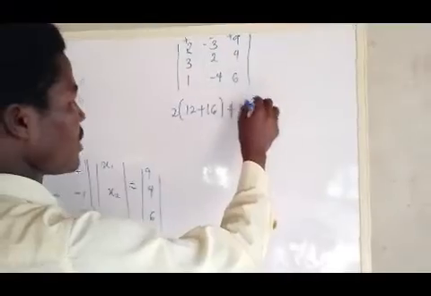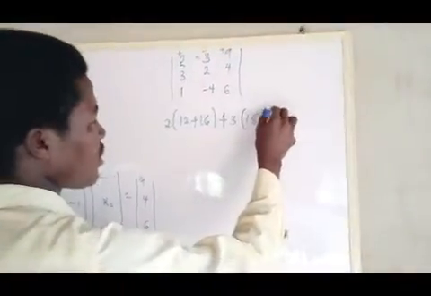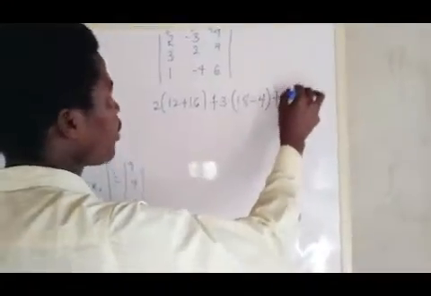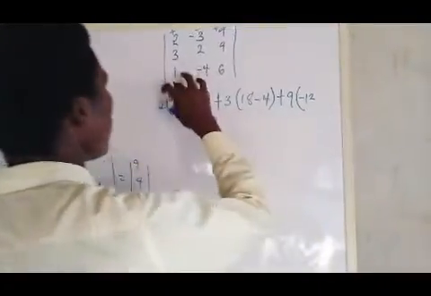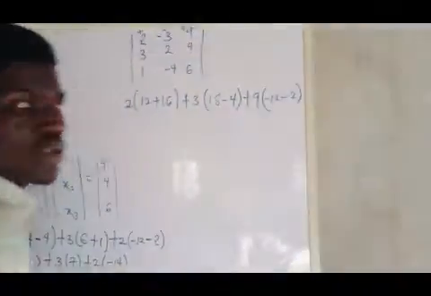3 times 6, that's 18. 1 times 4, that's minus 4, close bracket. Then we have plus 9, open bracket, 3 times minus 4, that's minus 12. 1 times 2, which is minus 2, close the bracket.